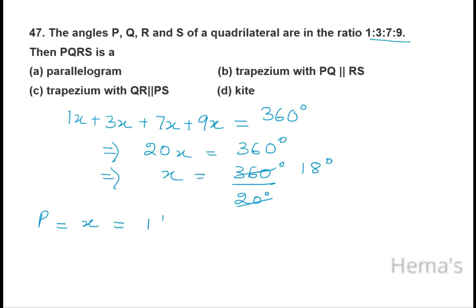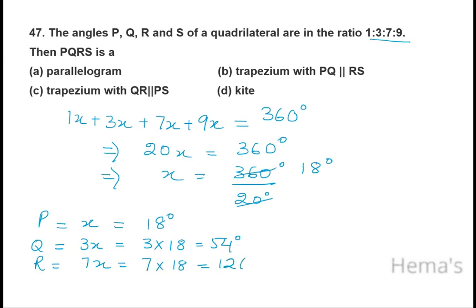Right? Now all the four angles will be: angle P is equal to x, which is equal to 18 degrees. Angle Q is equal to 3x, which is equal to 3 into 18 equal to 54 degrees. R is equal to 7x equal to 7 into 18 equal to 126 degrees, and S is equal to 9x equal to 9 into 18 equal to 162 degrees, right?